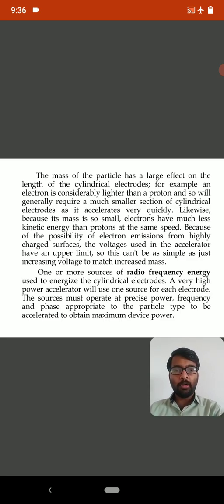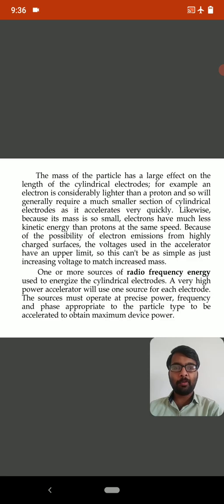So in this, one or more sources of radio frequency energy are used to energize the cylindrical electrodes. So in this accelerating column only, or in this hollow pipe vacuum chamber, one or more sources of radio frequency energy is used. It is used to energize the cylindrical electrodes. Means these radio frequency sources will be used to increase the energy of the cylindrical electrodes. A very high power accelerator will use one source for each electrode. Means a high power accelerator can use one radio frequency energy source for each electrode.